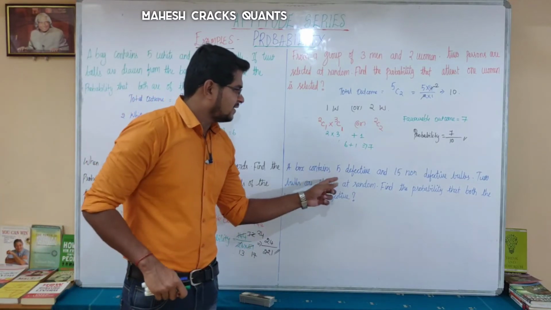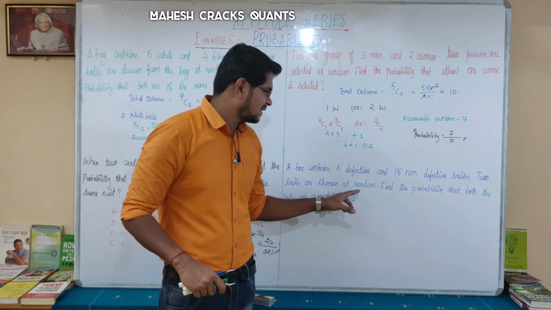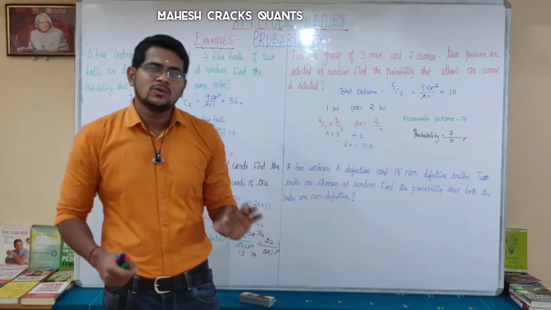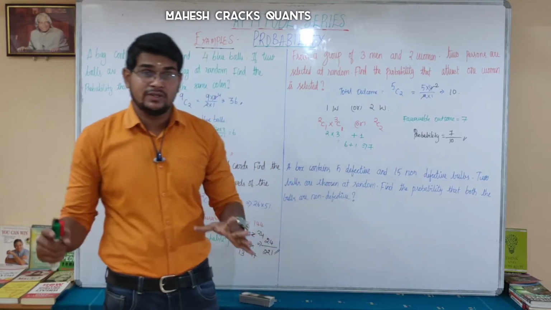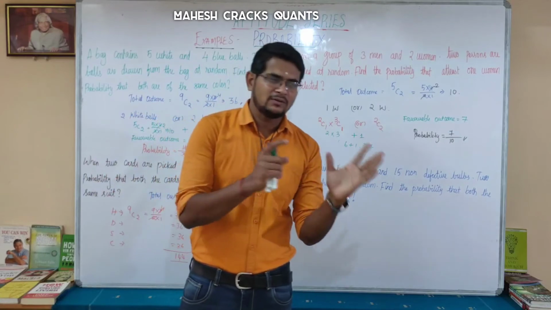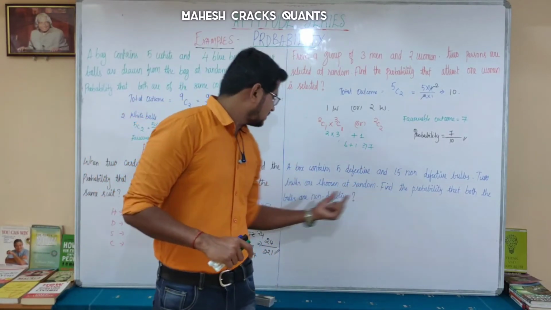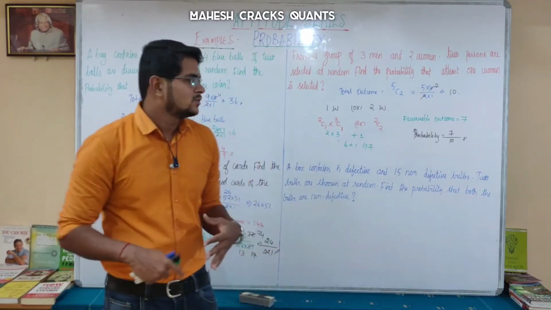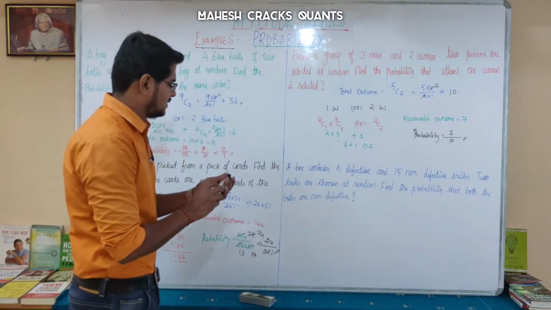A box contains 5 defective and 15 non-defective bulbs. 2 bulbs are chosen at random. Find the probability that both the bulbs are non-defective. So, totally how many bulbs are there? 5 defective and 15 non-defective bulbs. I have to take 2. 2 means I have to take 2 from 20. Total 20 bulbs. And find the probability that both the bulbs are non-defective. You should get non-defective bulbs. So how many non-defective bulbs are there? 15. So take it down.